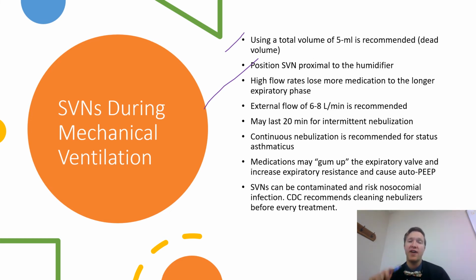So there's another factor of stability if we do it there as well. And then they have done studies looking at different ones, especially the vibrating mesh nebulizers, working more efficiently being proximal to the ventilator before the humidifier than proximal to the patient. Another thing to look at here: high flow rates will lose more medication to a longer expiratory phase. So decreased flow rates are better, however, understand this is your patient situation overall.